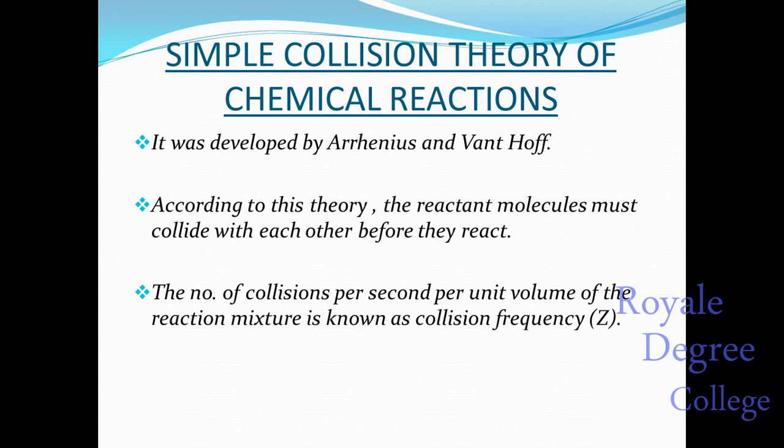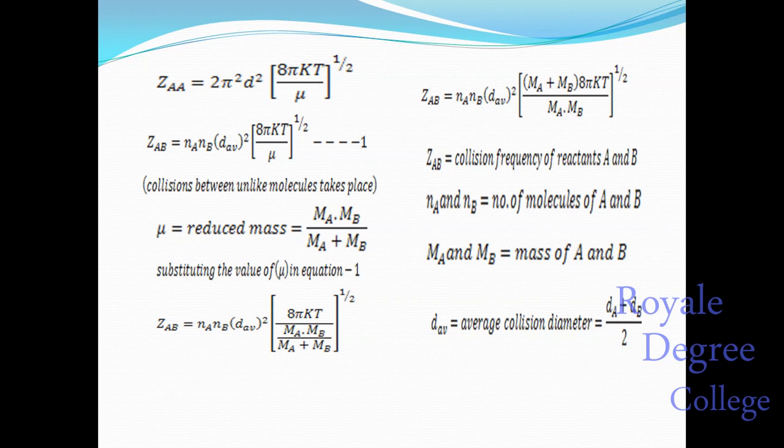Next we will see about the simple collision theory of chemical reactions. It was developed by Arrhenius and van 't Hoff. According to this theory, the reactant molecules must collide with each other before they react. So the number of collisions per second per unit volume of the reaction mixture is known as collision frequency, indicated with Z. Now you can see this equation ZAA.